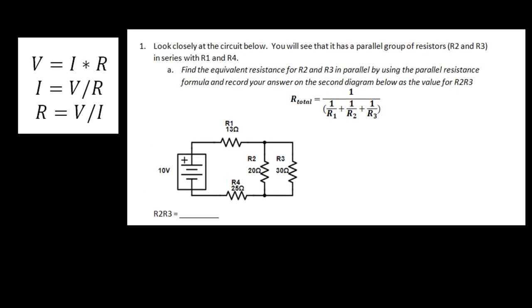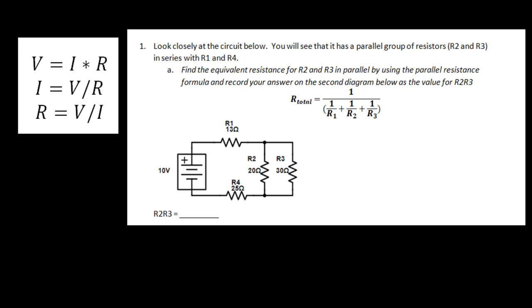Today we're talking about some combined circuits. On your screen, you're going to see problem 1 from your set. You're also going to see Ohm's law, basic Ohm's law. V equals I times R. I is voltage divided by resistance, and resistance is voltage divided by current.